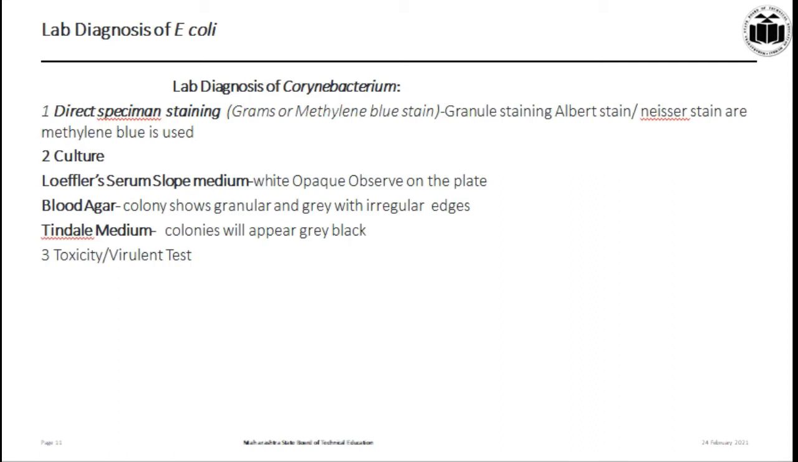If they are cultivated on blood agar, the colonies show granular and grey with irregular edges, while on the Tinsdale media the colonies appear grey black in color. In such a way, culture methods can be used to diagnose Corynebacteria.